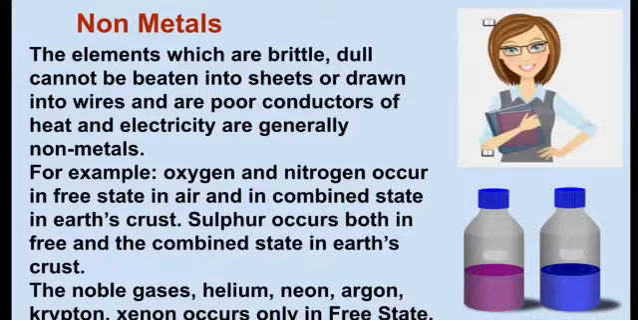Okay. For example, oxygen and nitrogen occur in a free state in air and in a combined state in the earth's crust. Sulfur occurs in both free and combined states in the earth. So most of the gases are non-metals like oxygen, helium, hydrogen. Okay. So they all are non-metals. The noble gases like helium, neon, argon, krypton, xenon occur only in the free state. So like metals, some non-metals are in a combined state and some are found in the free state, right?